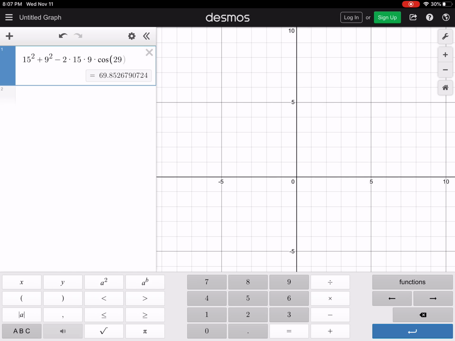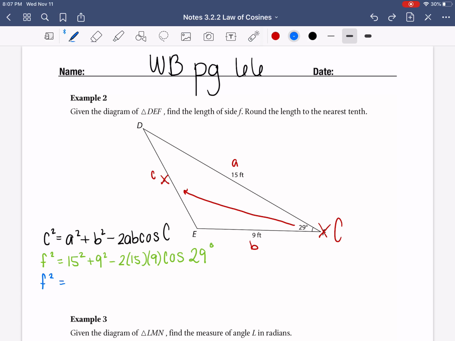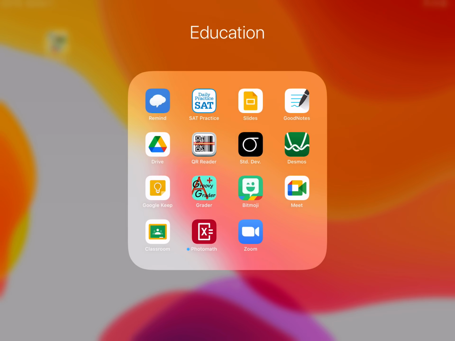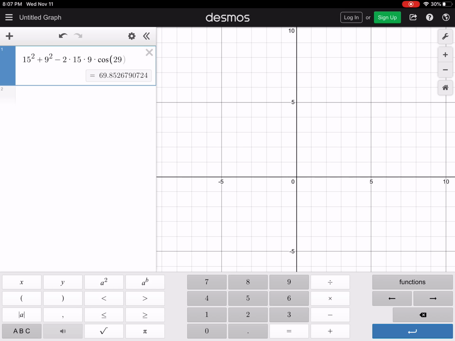And we get 69.8526790724. And we are not at the answer yet, right? Okay, we're not at the answer yet. So that's what f squared equals. F squared was 69.8526790724.